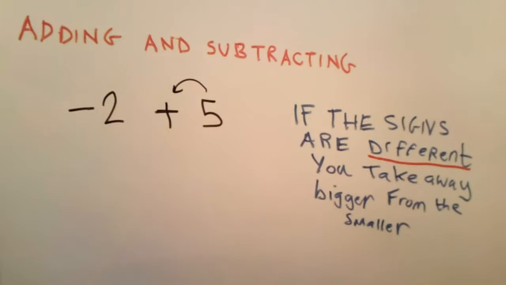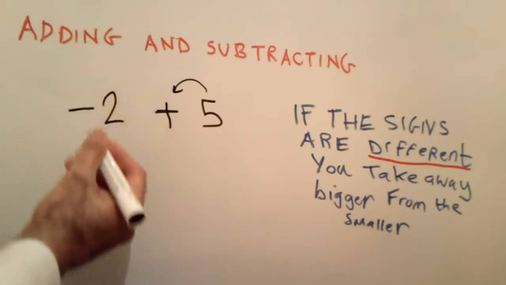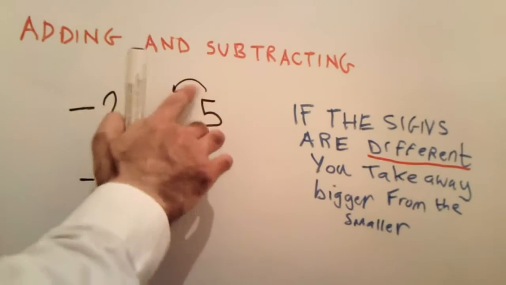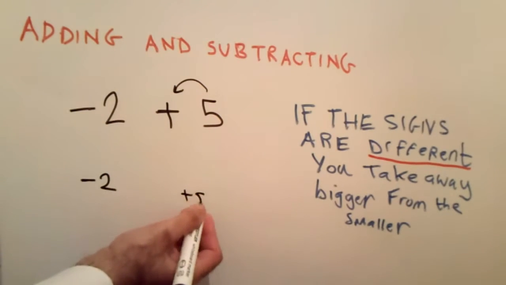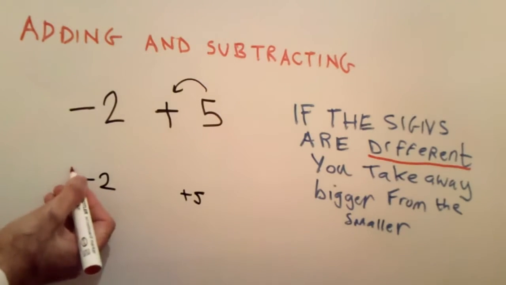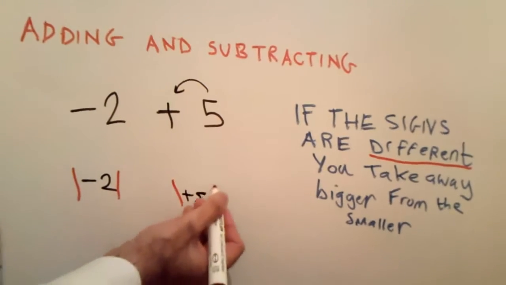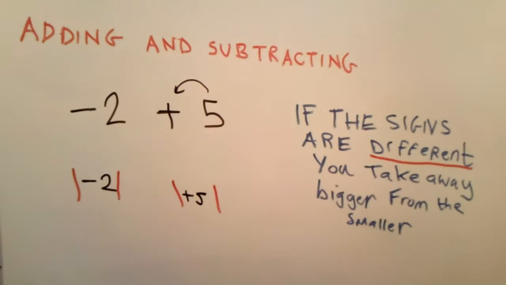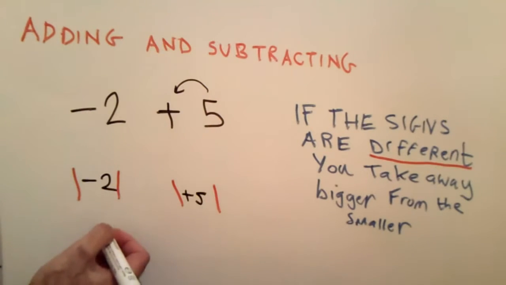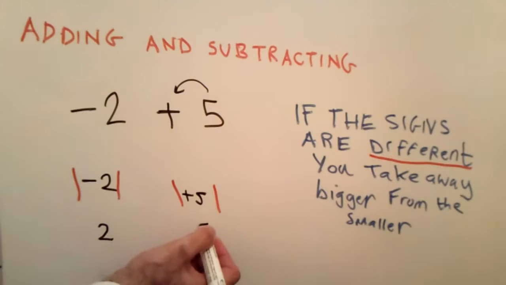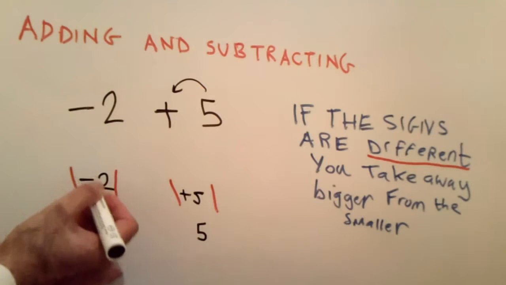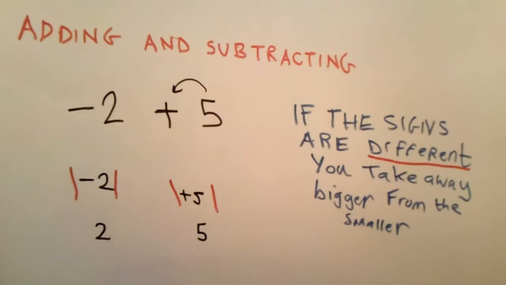So if we take our two numbers, we've got a negative 2 and we consider this as a positive 5. Let's find the absolute value. We write the little bars there, and when we find the absolute value, that becomes a 2, and that becomes a 5. That stays positive, of course, and the negative sign is removed, so that becomes a 2.